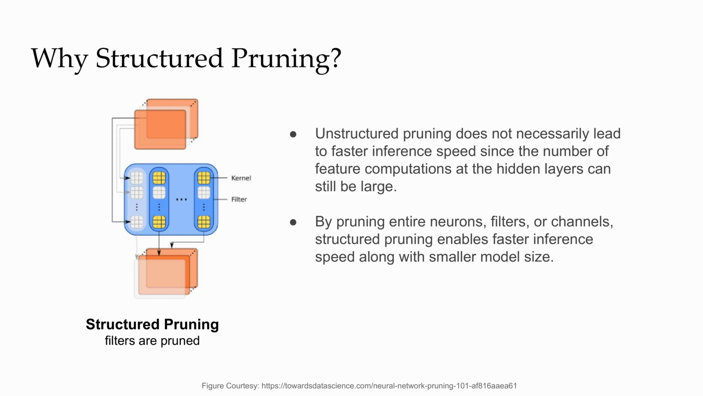This is because while unstructured pruning leads to sparse networks with smaller memory footprint, they do not necessarily lead to speed improvements, as the number of feature computations during testing remain the same. On the other hand, in structured pruning, entire substructures of the network are pruned out, leading to smaller number of features to be computed during testing. This results in faster inference speed, along with smaller model size.